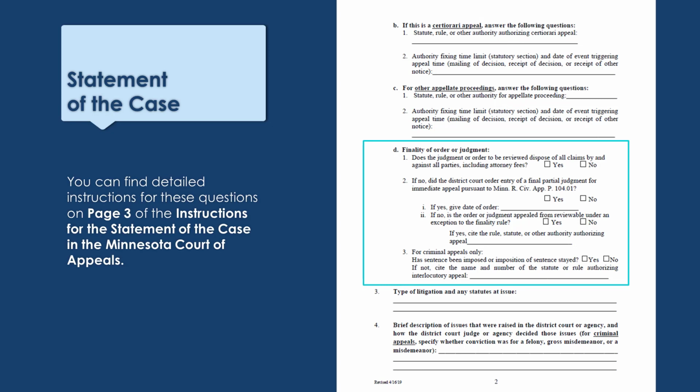Question 2D1 asks if the order issued by the court is a final order or judgment. Generally, you can only appeal an order or judgment if it decides all of the issues brought by all of the parties, but there are some exceptions. If the decision is final, mark yes on question 2D1 and skip to question 3. If there are unresolved issues, read the additional information on page 3 of the instructions for more details.